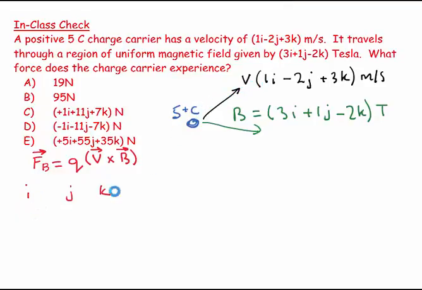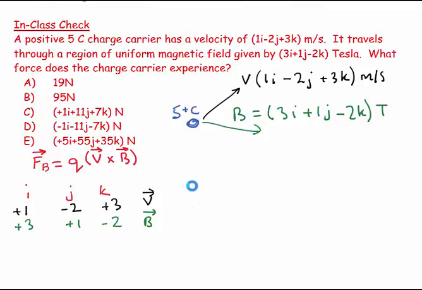So it's V cross B, so this would be 1, and this would be minus 2, and this would be plus 3. And this is my V vector. And then I'm going to go to green, and I'm going to do the B. V cross B, the B comes second, and that's plus 3, and then plus 1, and then minus 2. And that's my B vector.